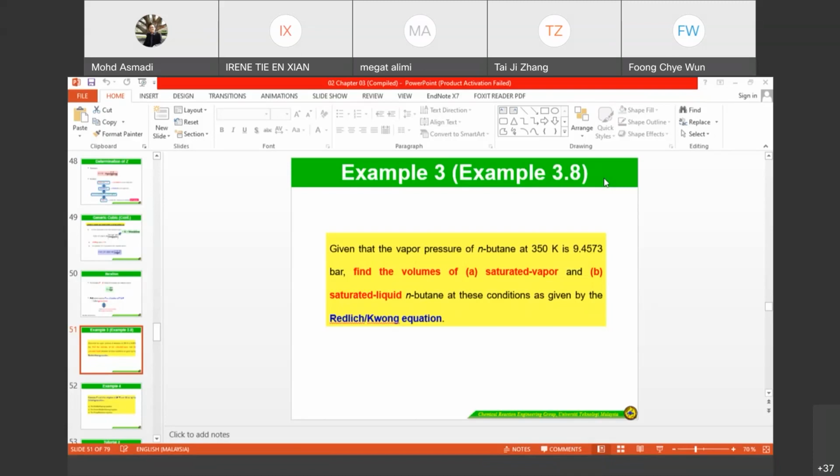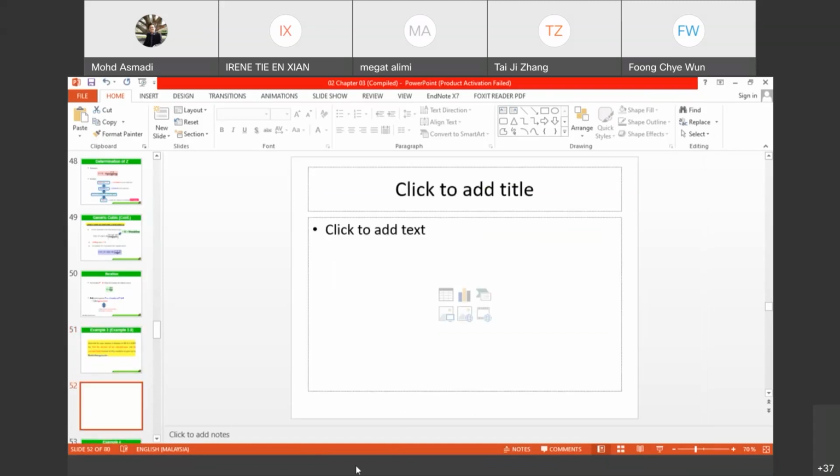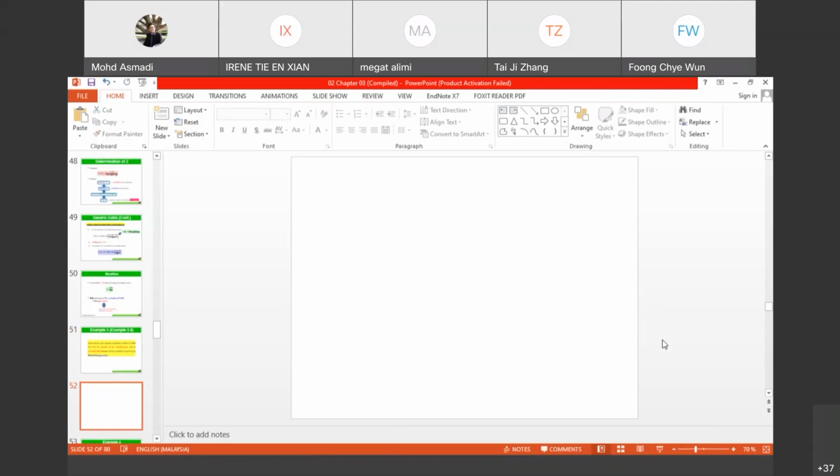I'll give you the link for the Jamboard. So let's do it together. I'm not sure if using the Jamboard. Do you have this or not? Can you see it?